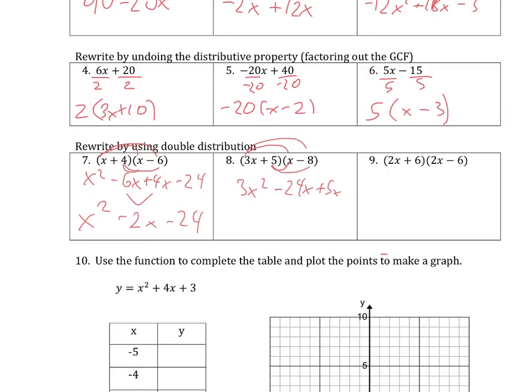And finally, 5 times negative 8 is negative 40. The middle two combine again. Negative 24 plus 5 is negative 19. Bring down the minus 40, and we're done there.